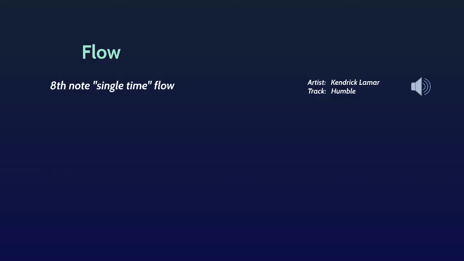First we'll look at the straight eighth note or single time flow. If you don't know what an eighth note is, that's basically a note that lasts for an eighth of the bar. If you play eight eighth notes, you'll end up with a full bar. Anyway, here's Kendrick Lamar's Humble to demonstrate this flow.